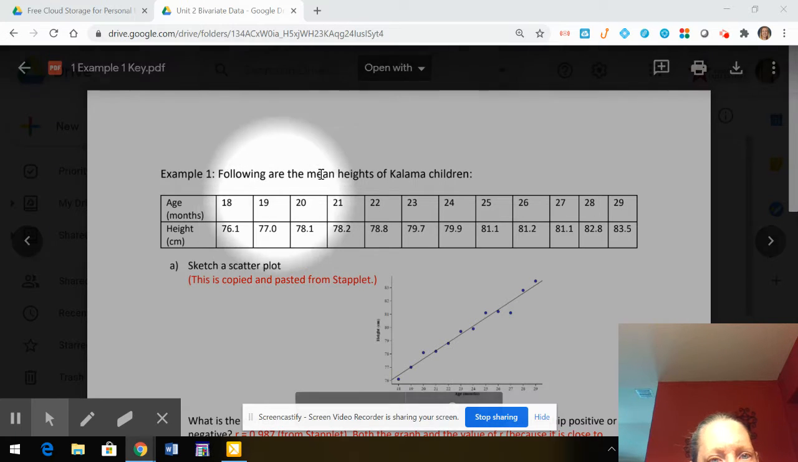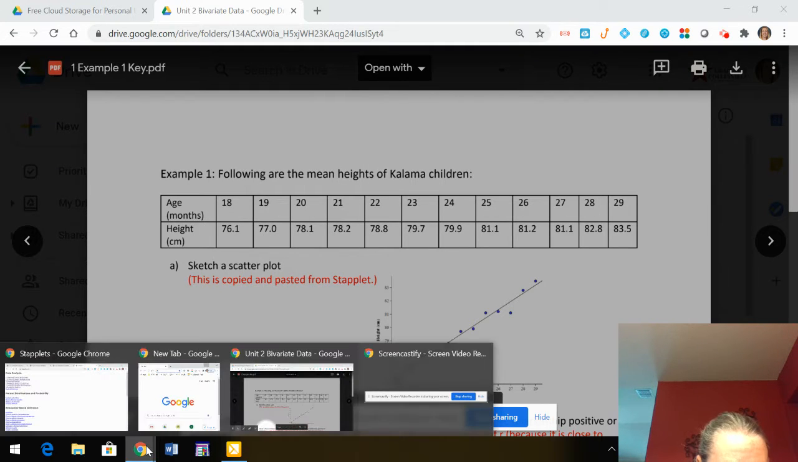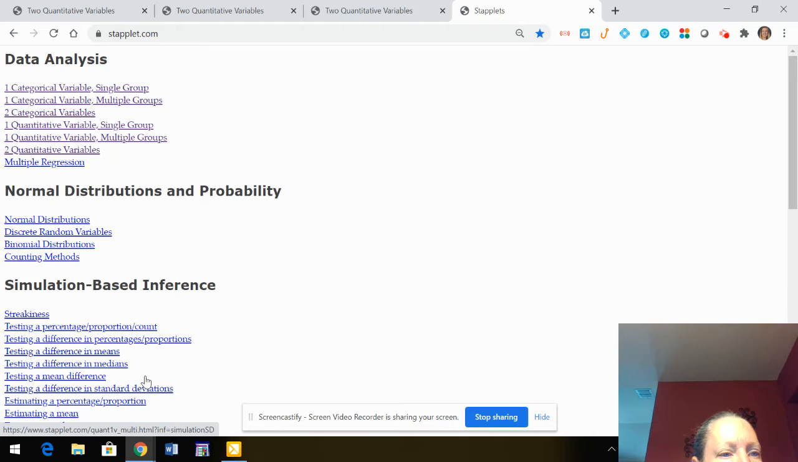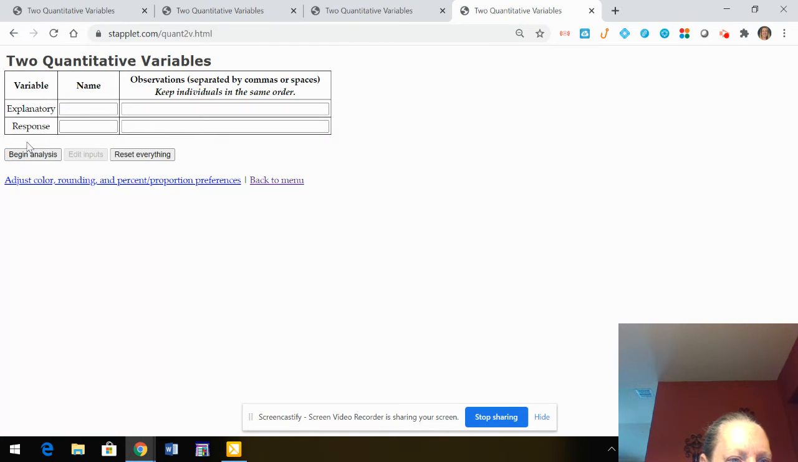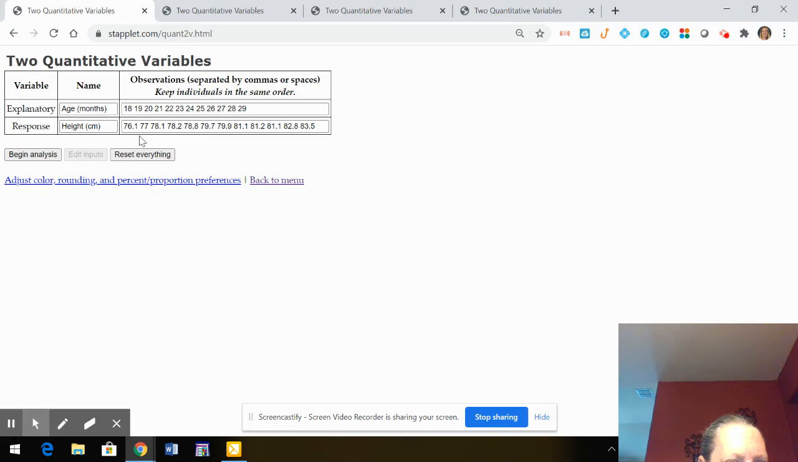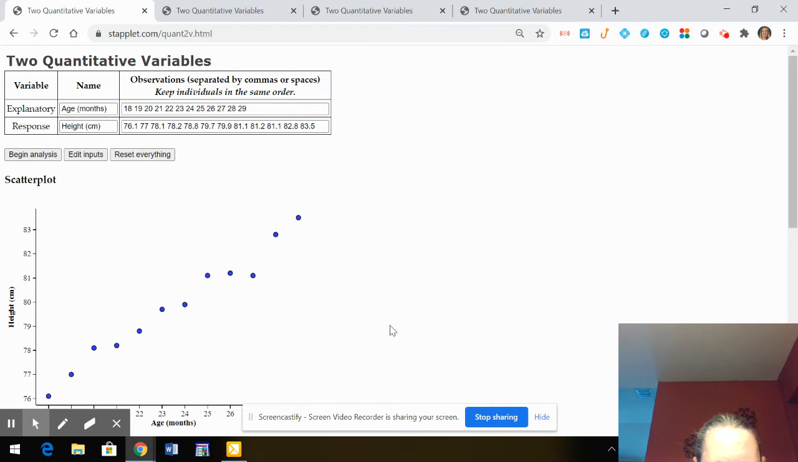Kalama is a village in Africa somewhere, and this is data collected from those children. All right, so I've got Statplet going in a different window. You're going to go to quantitative variables, and this is where your data goes, okay? I'm going to skip to this one where I've already put the data in. You're going to type in your variables with their units of measure and all your data and hit begin analysis.